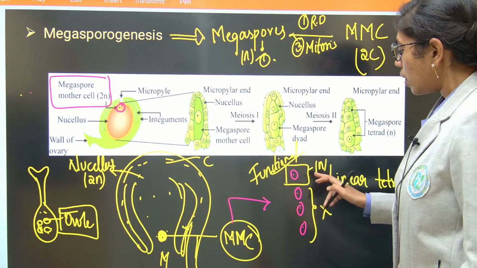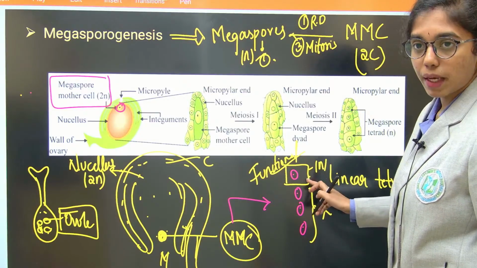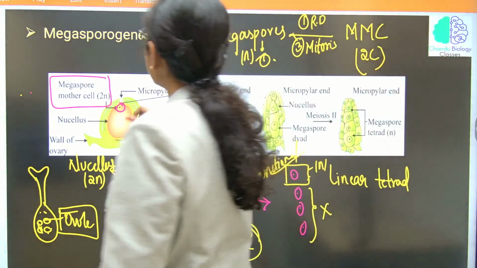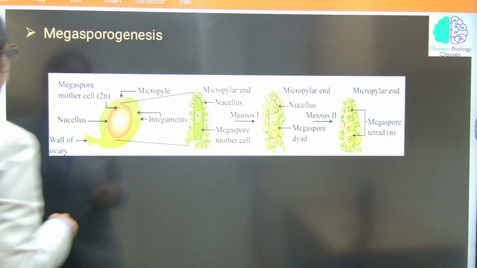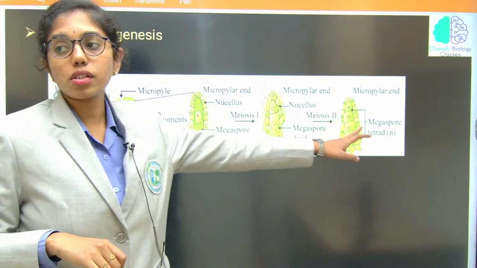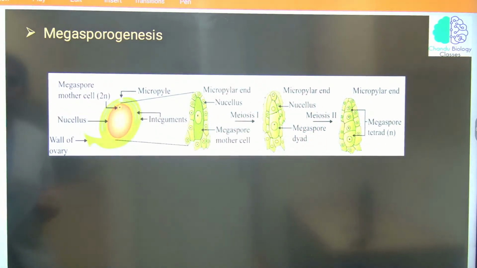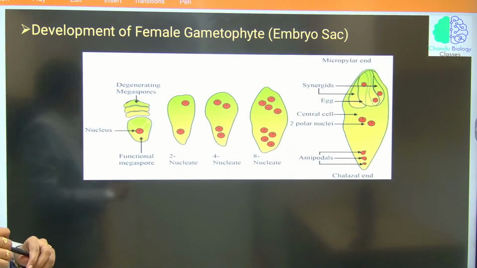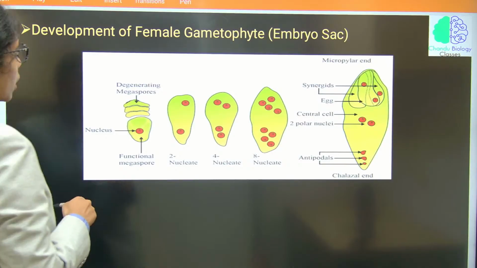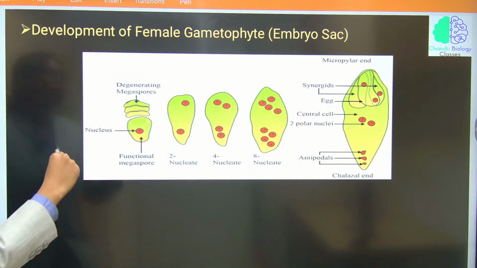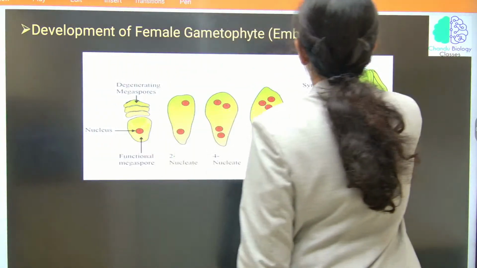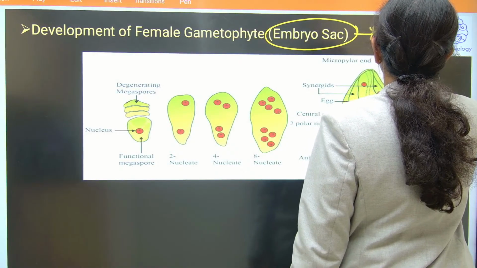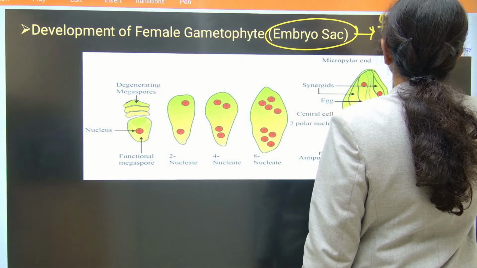Now from this one functional megaspore, 3 sequential mitotic divisions will happen to form the female gametophyte, that is the embryo sac. I hope the story till the functional megaspore is clear. Now we will begin with how a mature embryo sac is formed, how the female gametophyte develops. Why is the embryo sac considered the female gametophyte? Because the embryo sac bears the female gamete, which is the egg cell.